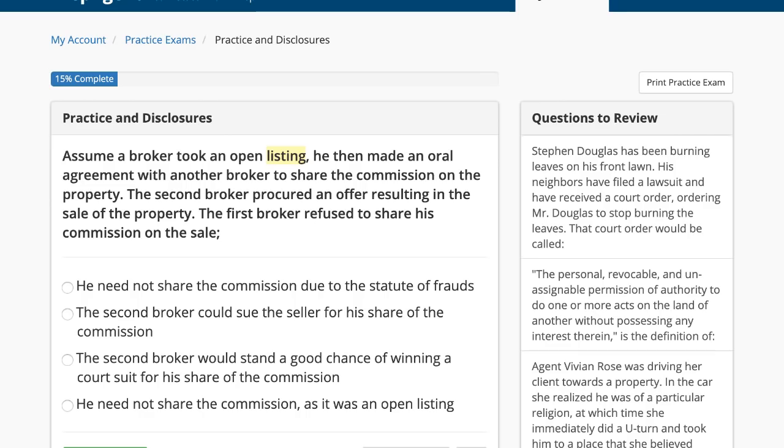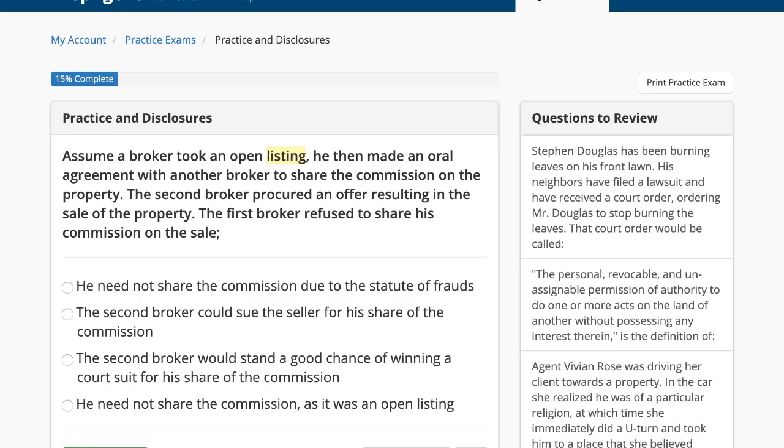Ooh, we're talking about open listings now. A broker took an open listing. He then made an oral agreement with another broker to share the commission on the property. The second broker procured an offer resulting in the sale of the property. The first broker refused to share his commission on the sale.